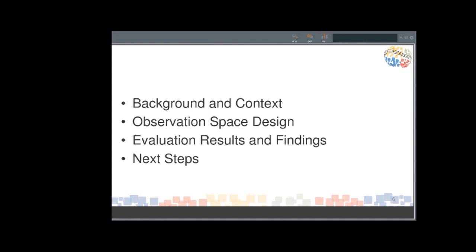Then I want to take you through a little bit of the design in one aspect of that system, called the observation space design. We've done some evaluation, I'll say light, at least one sample evaluation to try out our method and tools, and I want to walk you through some of the results of that. Then we also have a slide of next steps, and there's a little bit of an invitation included in that next step. So that's the agenda for today.